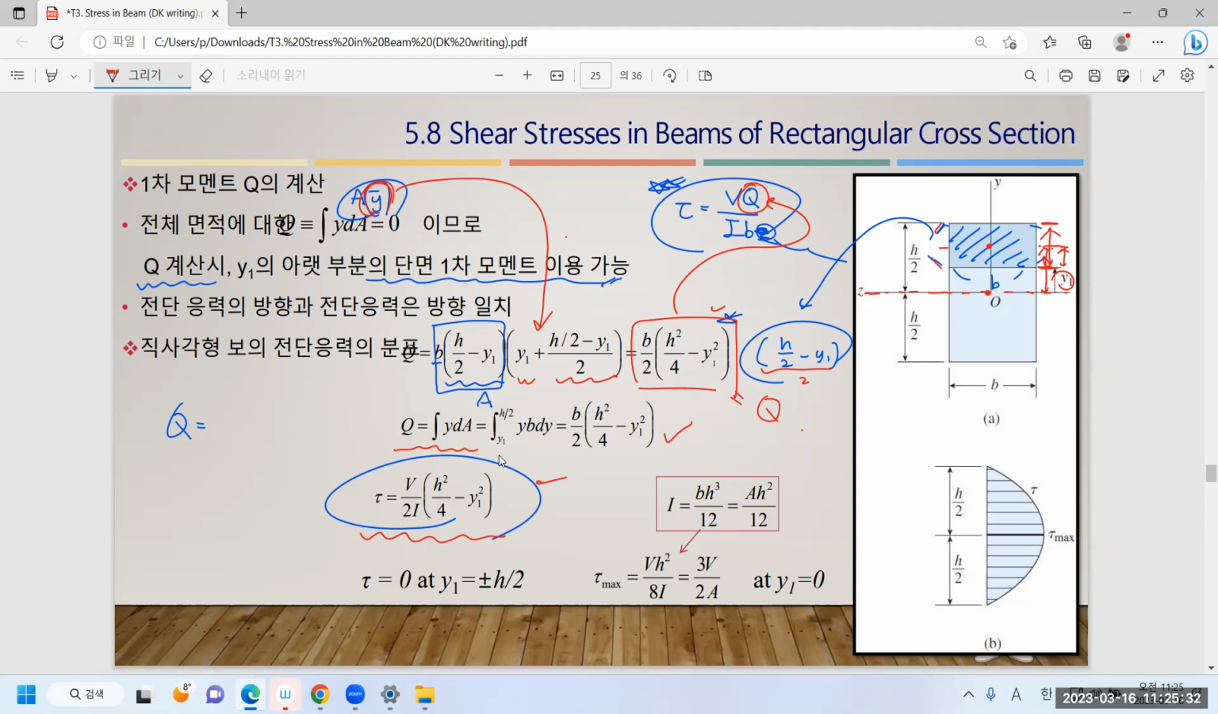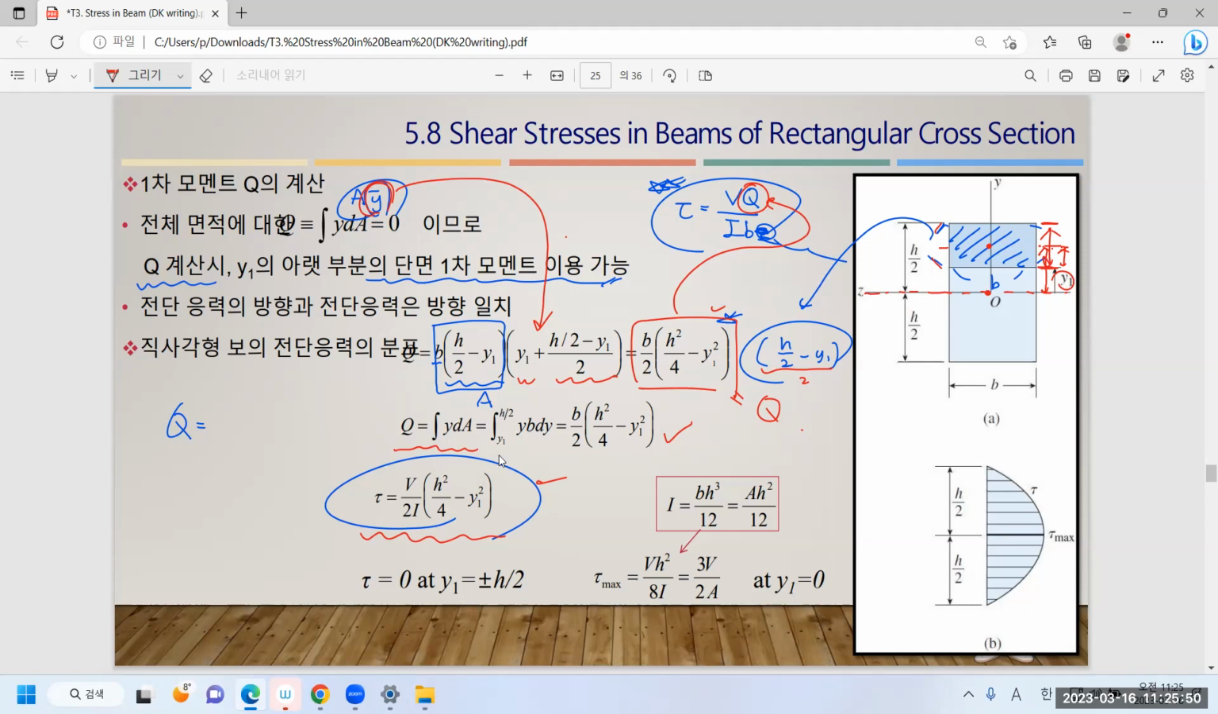Are you with me? Based on this information, the next step is pretty simple. Look at this one. Let us think about the physical meaning of this function. This is actually shear stress, a function of the applied shear force.